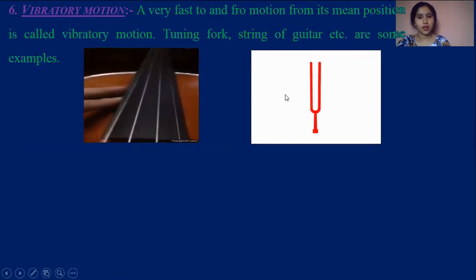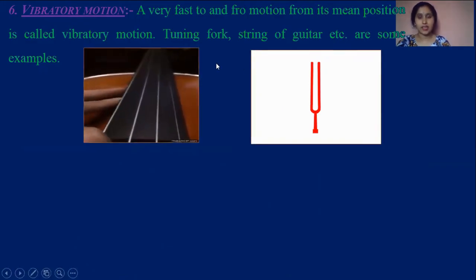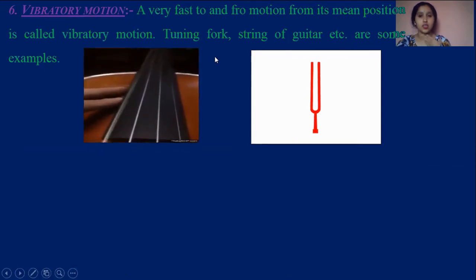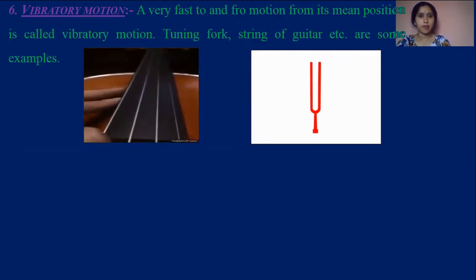Similarly, we can take another example. Just while speaking, if you touch your throat, you can feel a kind of vibration. At that time, in our throat also there will be vibratory motion.